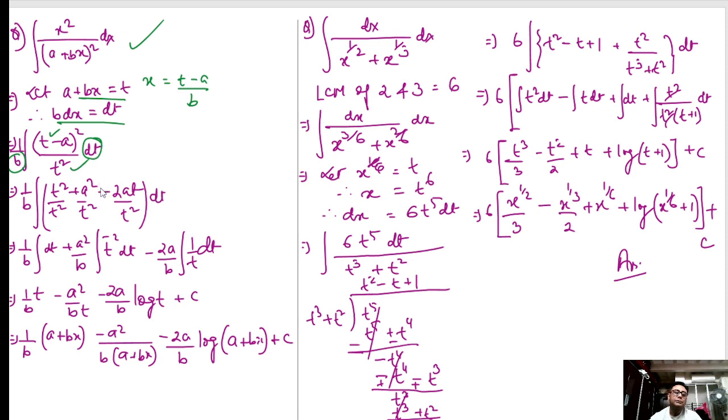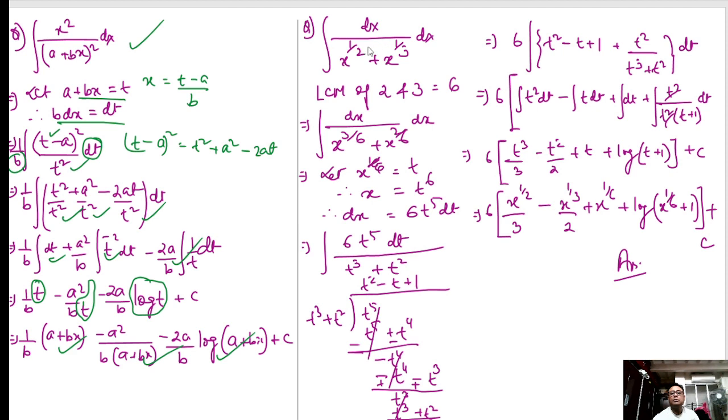Okay. So now (t minus a) whole square, we are opening it up as t square plus a square minus 2at, and then we are dividing each term by t square. So this becomes this. So dt will be t to the power minus 2 will become 1 by t, 1 by t will become log t, and then we are replacing the values back of t. We are replacing the value of t.